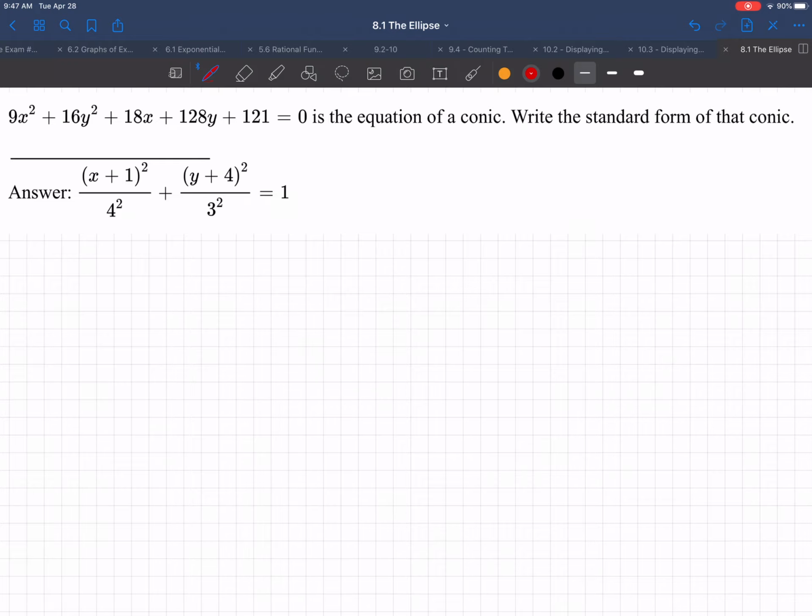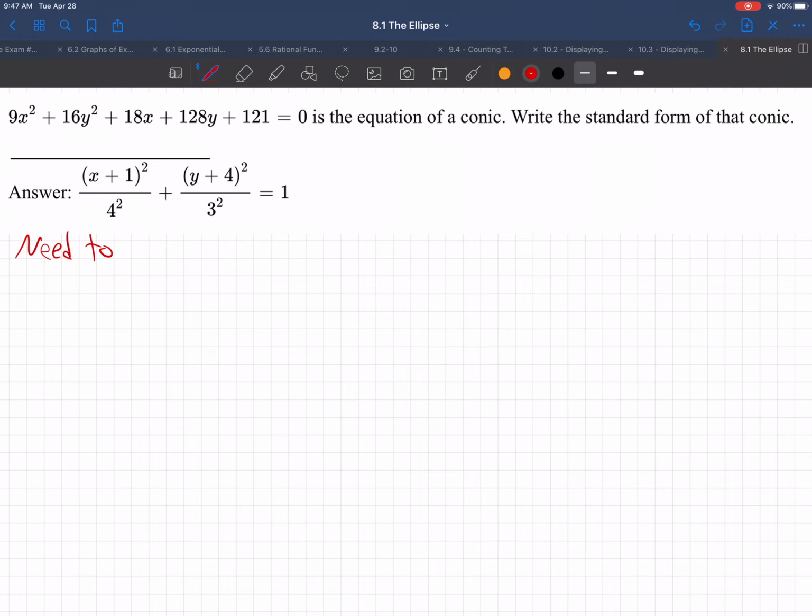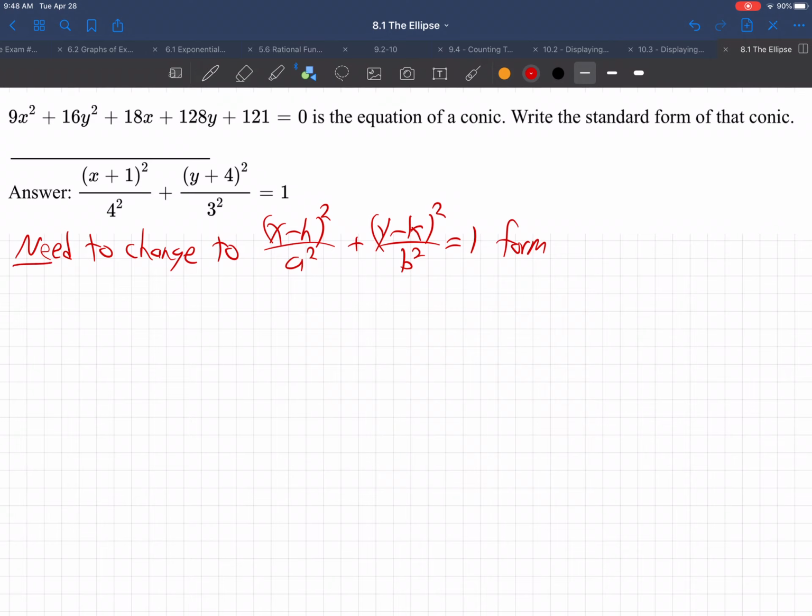So the trick on this one is we need to change to x minus h squared over a squared plus y minus k squared over b squared equals 1 form. So that's what we're doing. That's what this is all about. We need to change the form. So how do we do it? So step number 1.